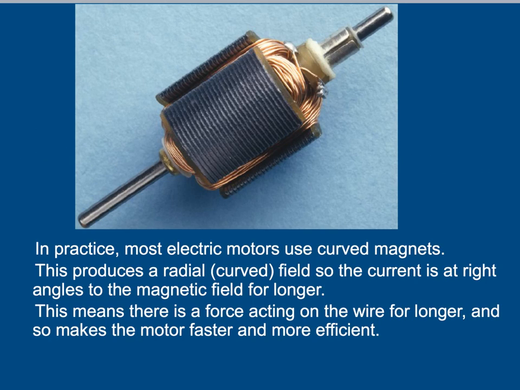In practice, most electric motors use curved magnets. This produces a radial or a curved field. This means that current is at right angles to the magnetic field for a longer period of time. This means that there's a force acting on the wire for a longer period of time. So it makes the motor faster and more efficient.